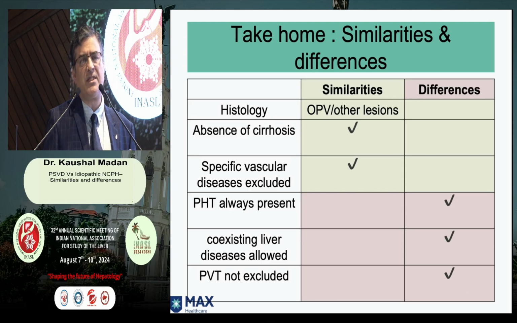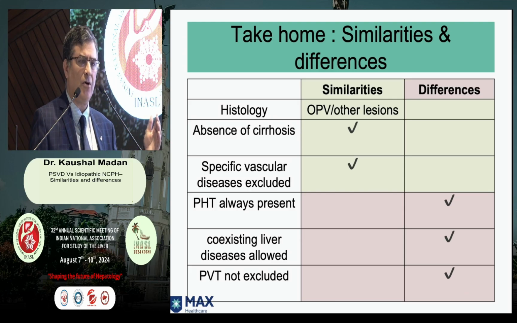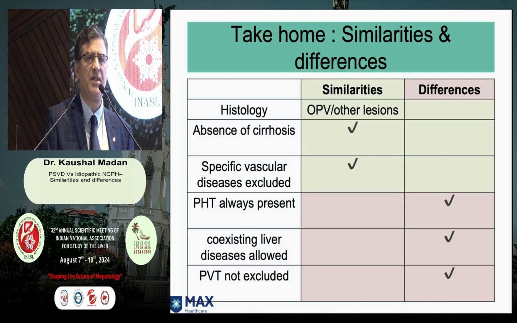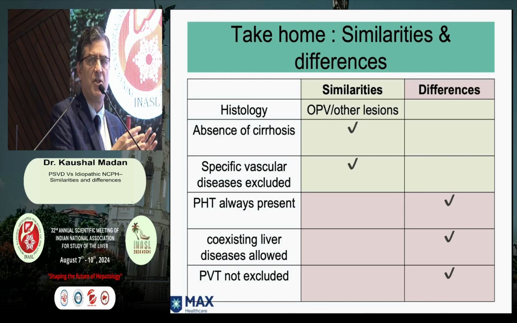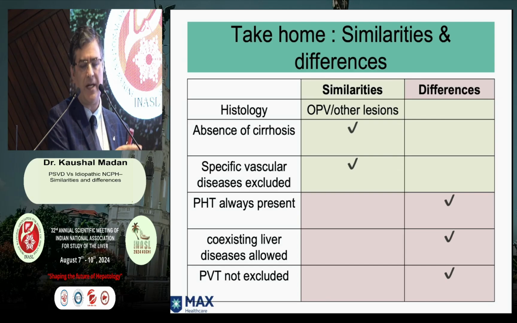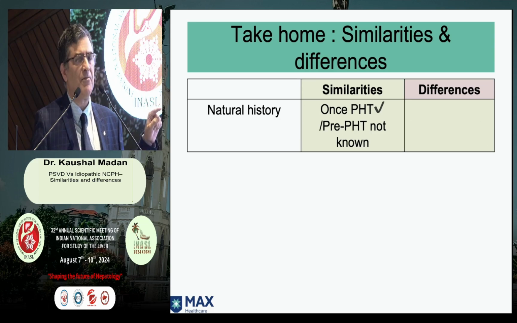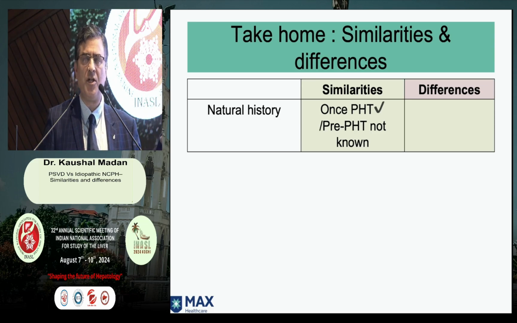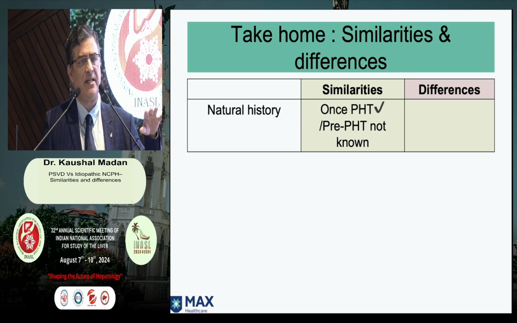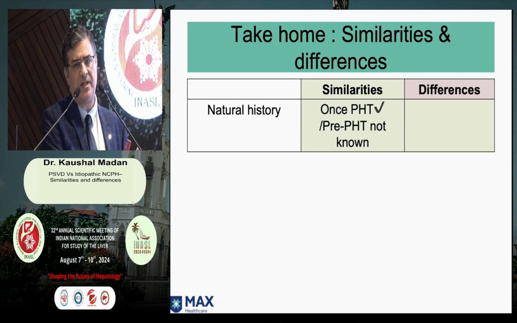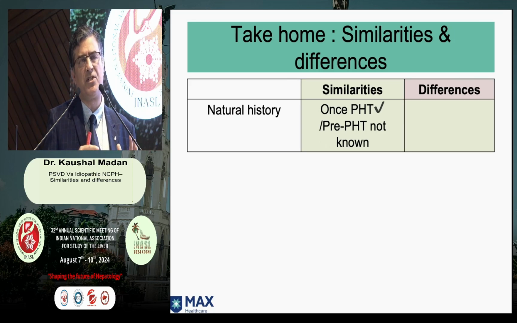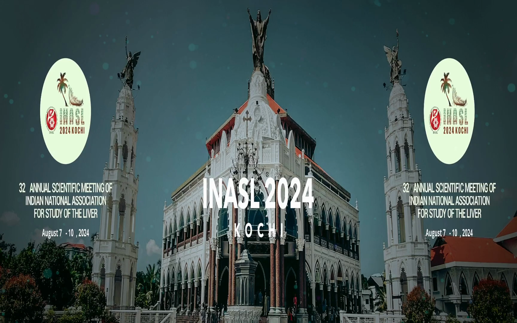Portal vein thrombosis develops in the natural history of INCPH in almost 30% of patients, also in PSVD. But if a patient has OPV and concomitant portal vein thrombosis, the patient is still PSVD, but not INCPH. Natural history, once the patient develops portal hypertension, both in PSVD as well as INCPH, prognosis is similar, they behave similarly. In pre-portal hypertensive patients, we still do not know the prognosis. It may be a benign disease.